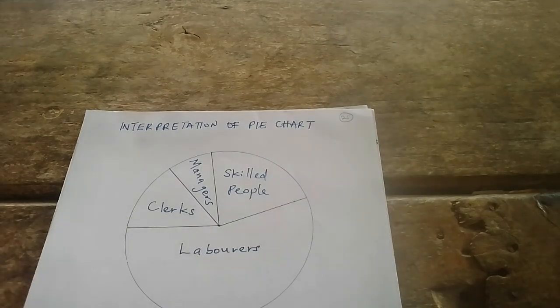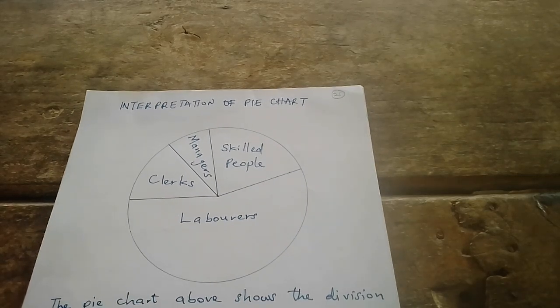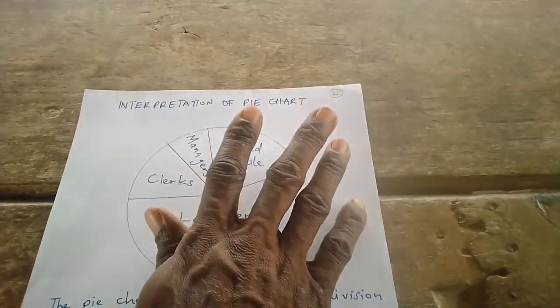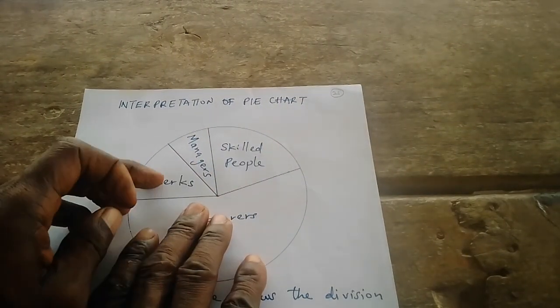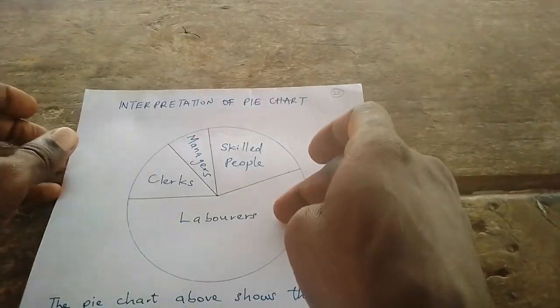Today we are looking at the interpretation of pie charts. Now, if you are given this pie chart, it is already drawn to scale. So this represents clerks, managers, skilled people, and laborers.